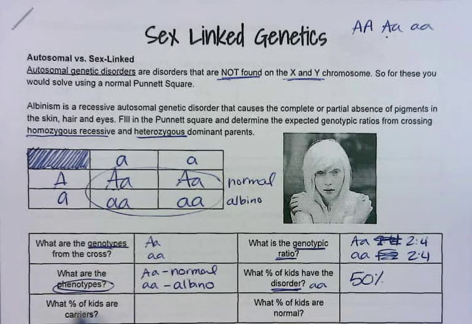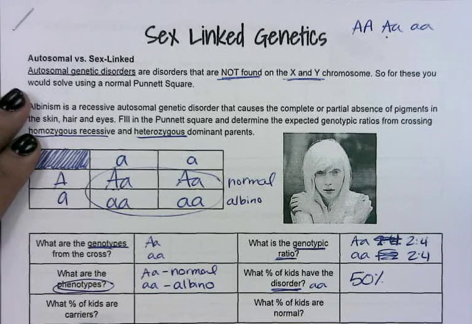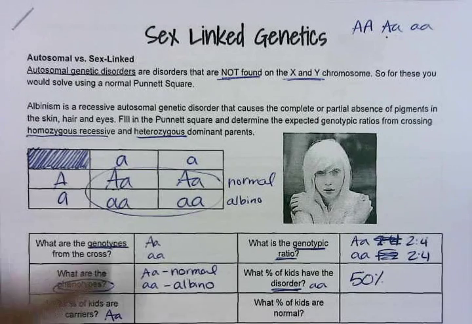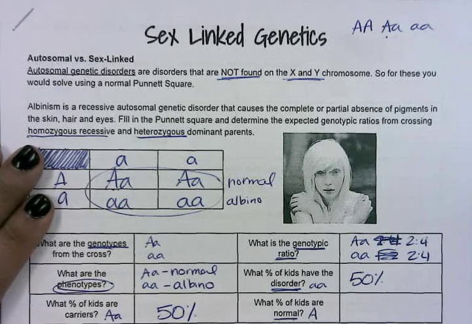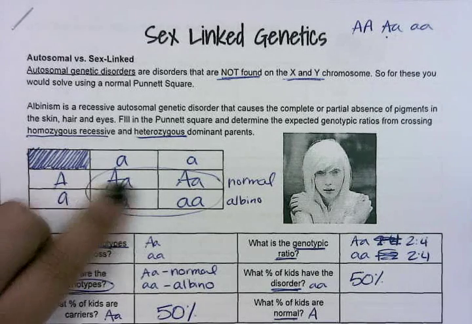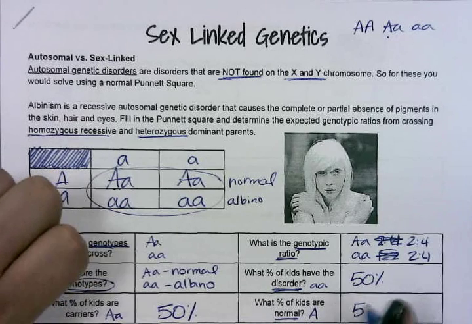Okay, what percent of kids are carriers? So carriers is a new term. That means they're in the heterozygous state. So how many look like that? 1, 2, so 50%. Now how many of the kids are normal? As long as they have one capital letter, they're normal. So I have 1, 2, so that would be 50%.